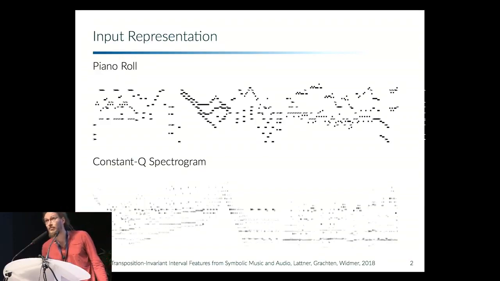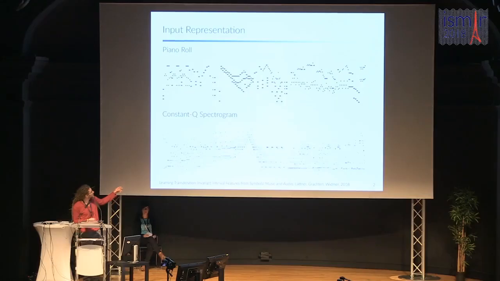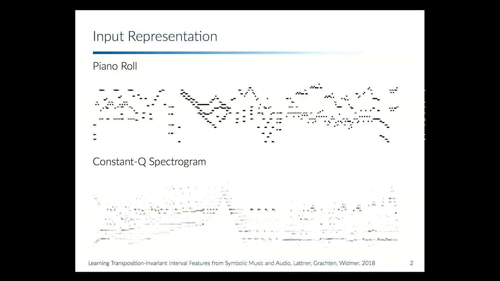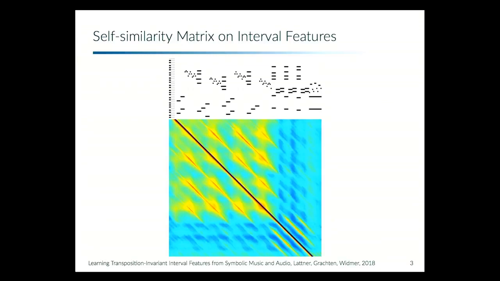And for this task, I trained the model on two different data sets, like two instances of this model. One is polyphonic symbolic music in piano roll representation, and the other one is a constant Q representation of audio. And here is an example of such a polyphonic sequence with diatonically transposed repetitions in there.